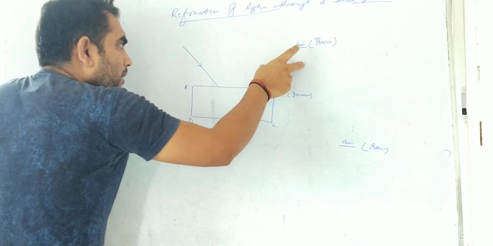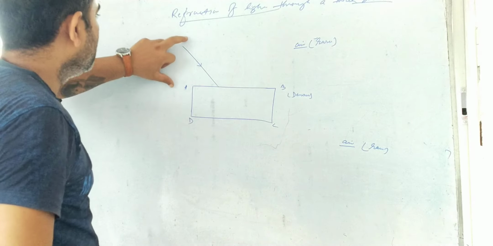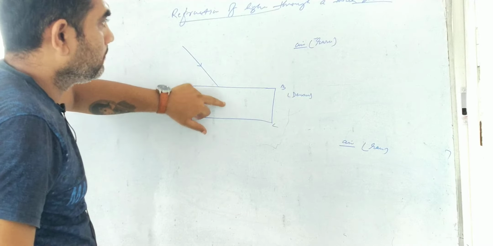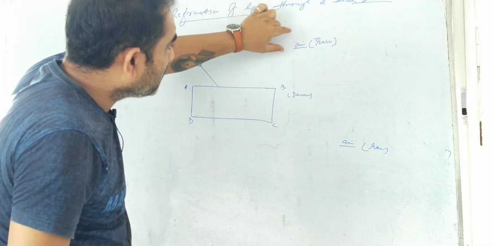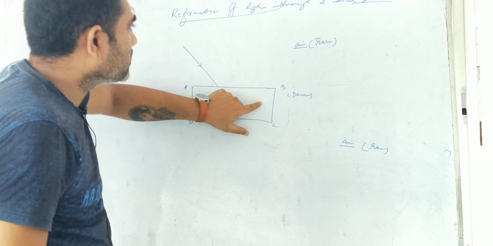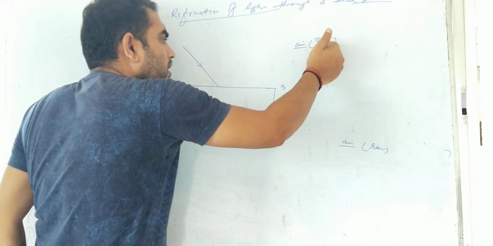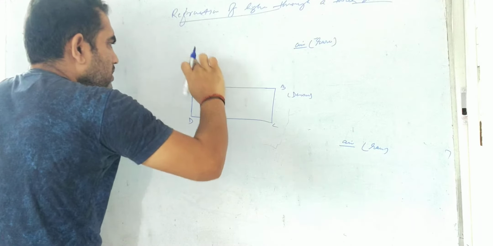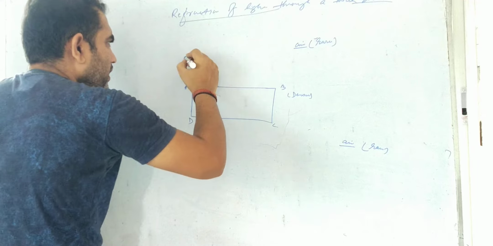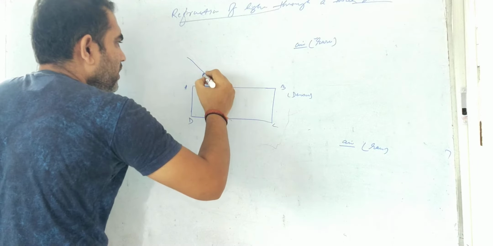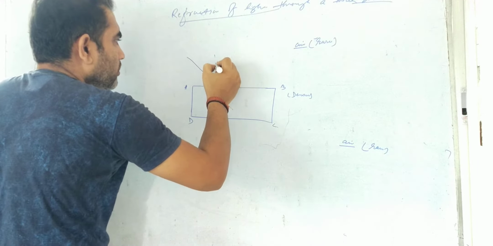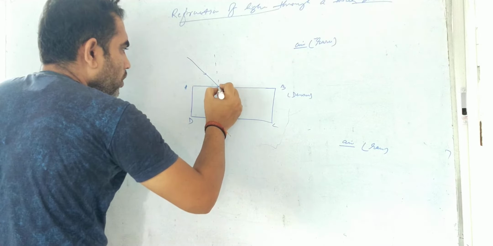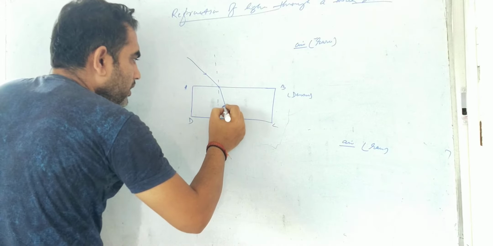So this time light is traveling from air, and from the air light will enter into the glass. Remember properly. That means light is entering from the rarer medium into the denser medium. Whenever light does such a thing, it bends towards the normal. So light will bend like this.